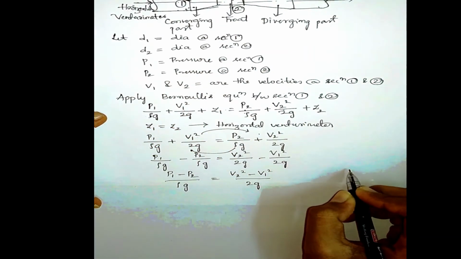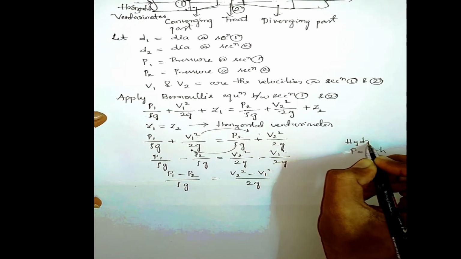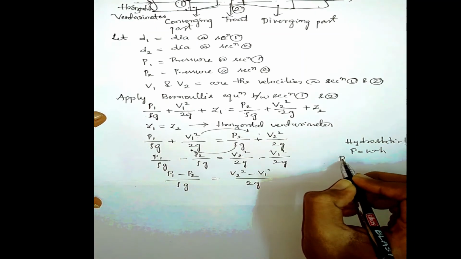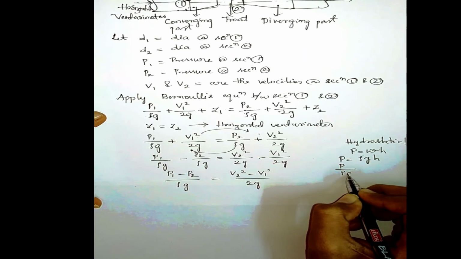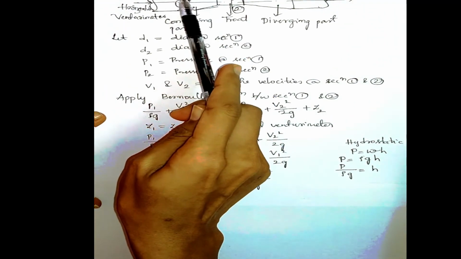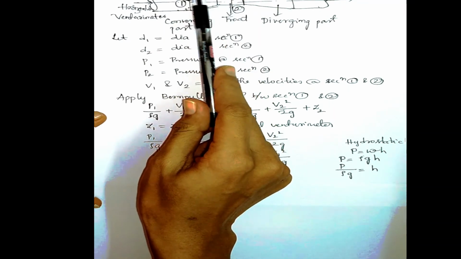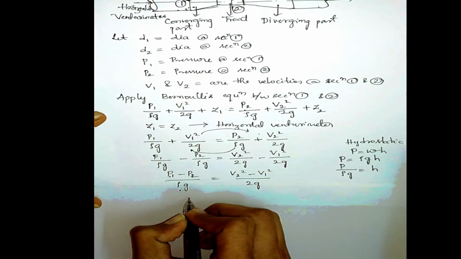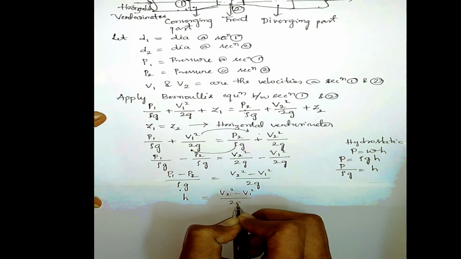Because you know the hydrostatic law, P is equal to W into H, where W is the specific weight. This can be written as P by rho g is equal to H. So (P1 minus P2) by rho g is the difference in pressure head. Here, in the piezometer, you can see the difference in pressure head is H. So H is equal to (V2 square minus V1 square) by 2g.